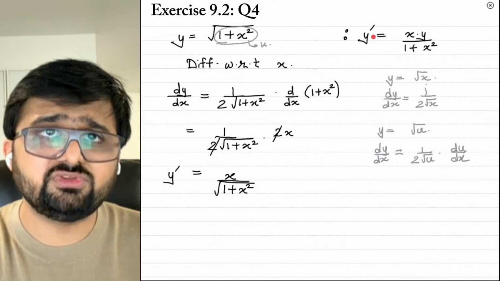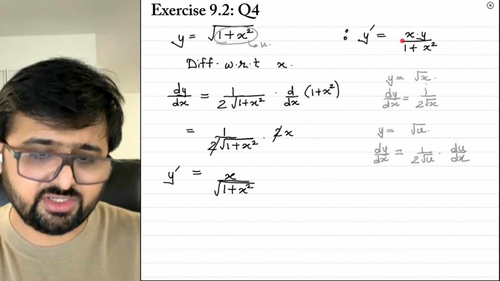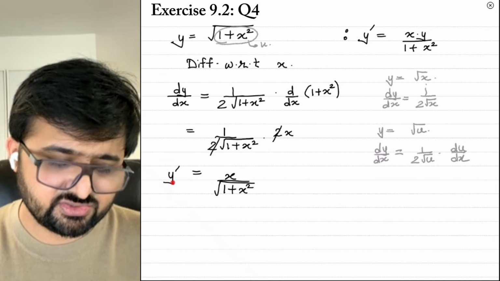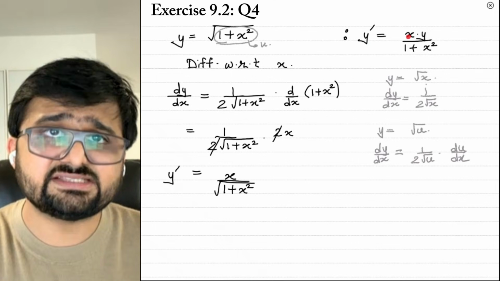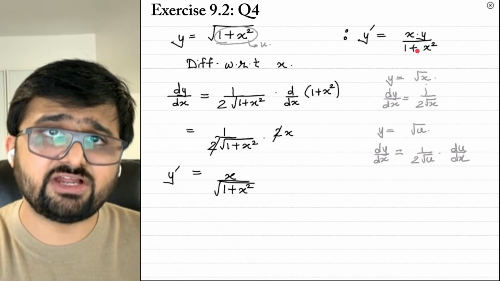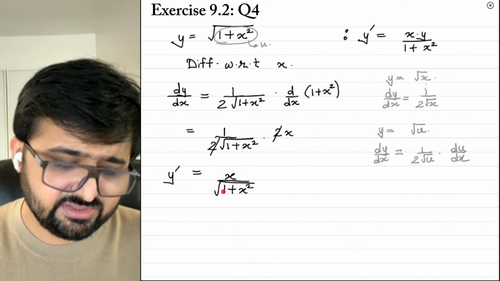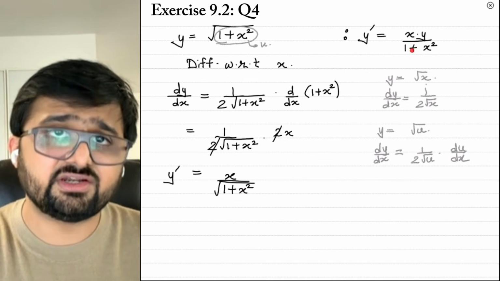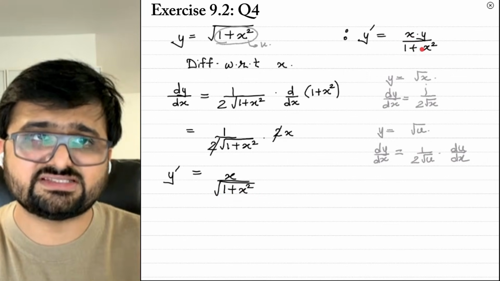Now I need to prove that this equation is true. You can either start with LHS. So LHS is just your y dash. Notice that here it is x into y divided by 1 plus x square, and here it is square root of 1 plus x square. Versus here on the right hand side, you have 1 plus x squared.